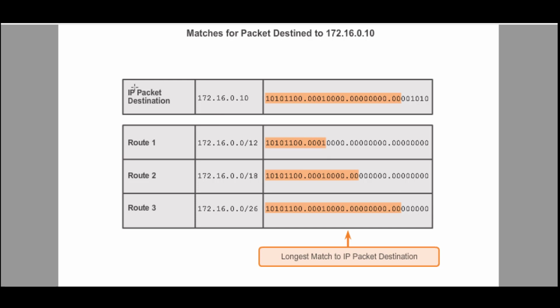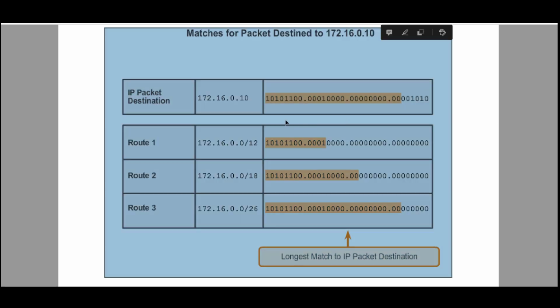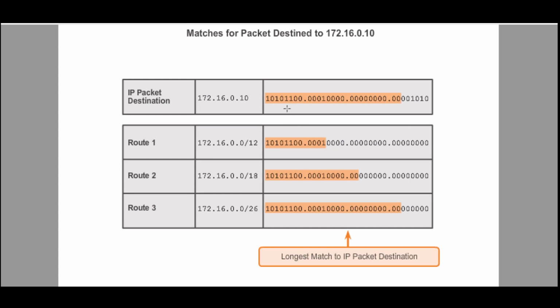Now a packet is coming. I'm asking, where do you want to go? The packet is telling my destination is 172.16.0.10. The packet is giving the destination IP address, and I'm converting this into binary. This is the binary: 172 is converted into binary, 16 is converted into binary, 0 is converted, and 10 is converted into binary.